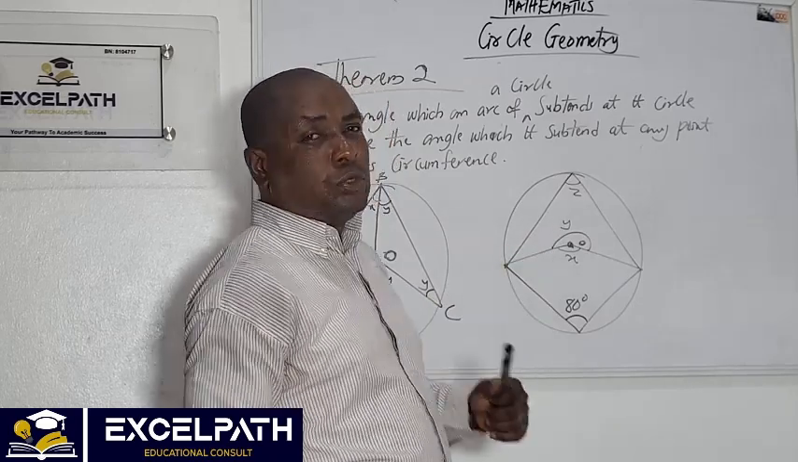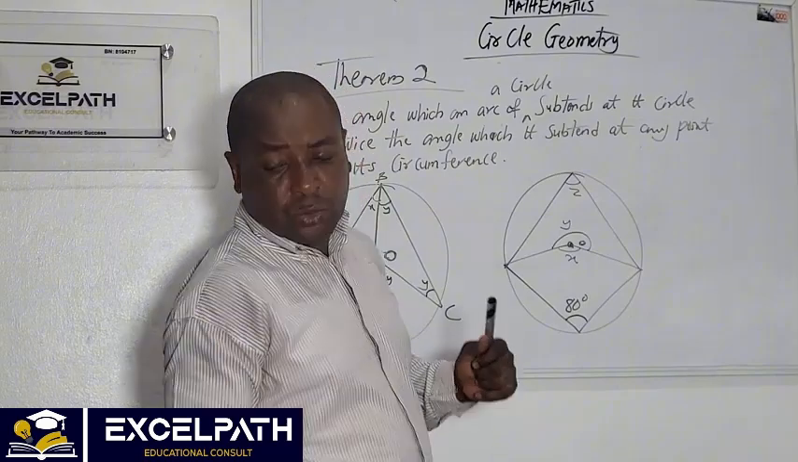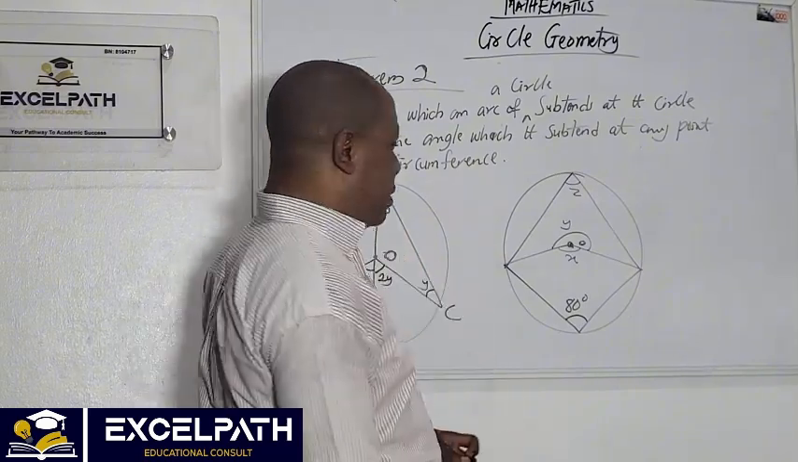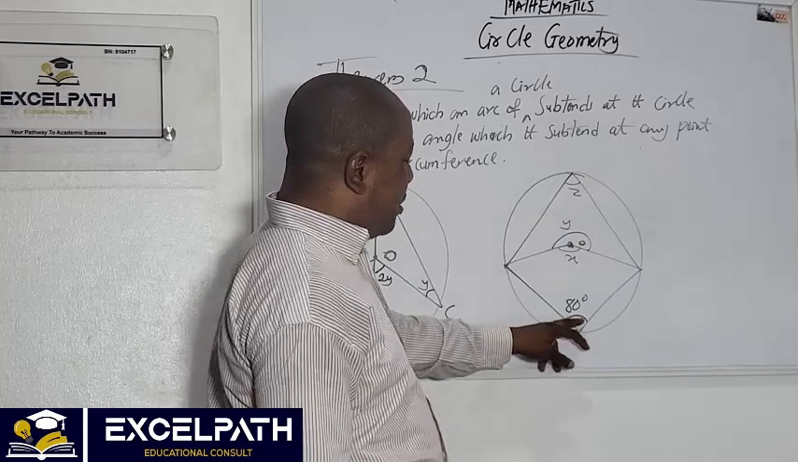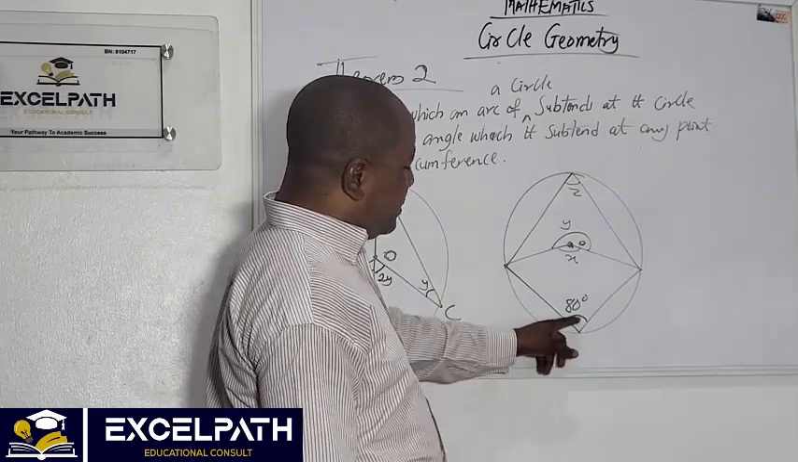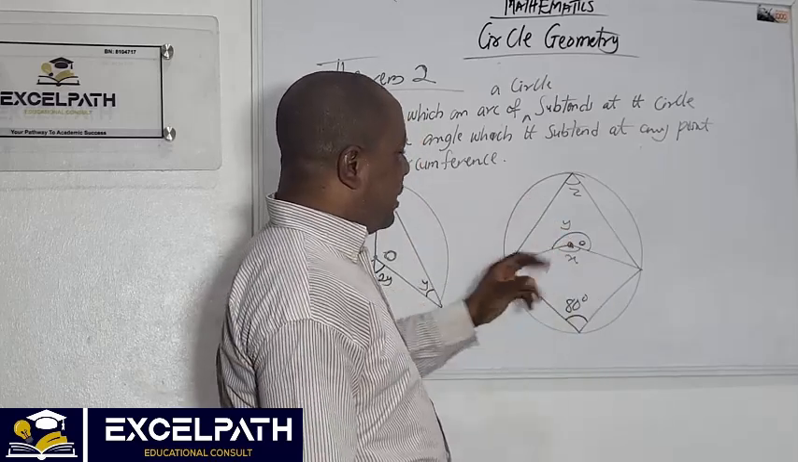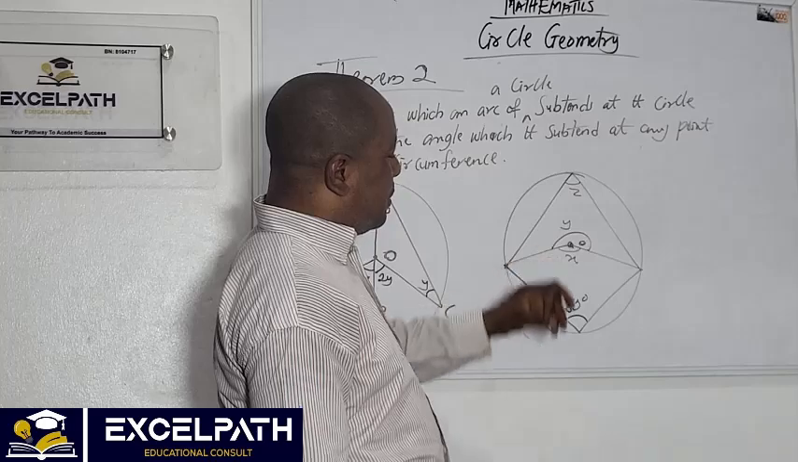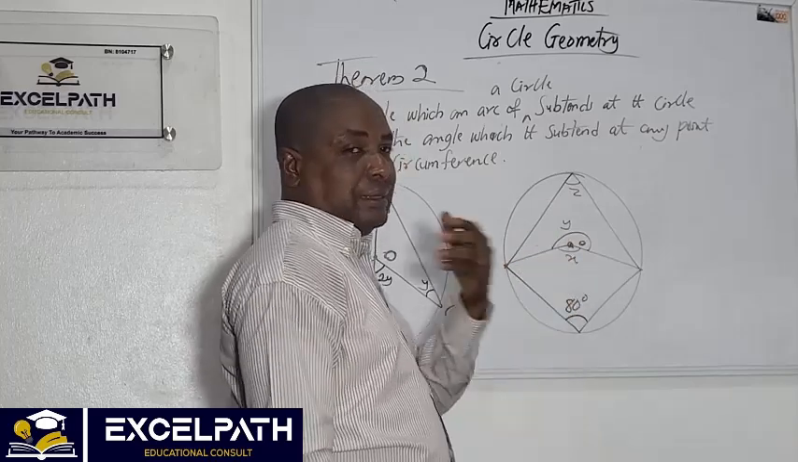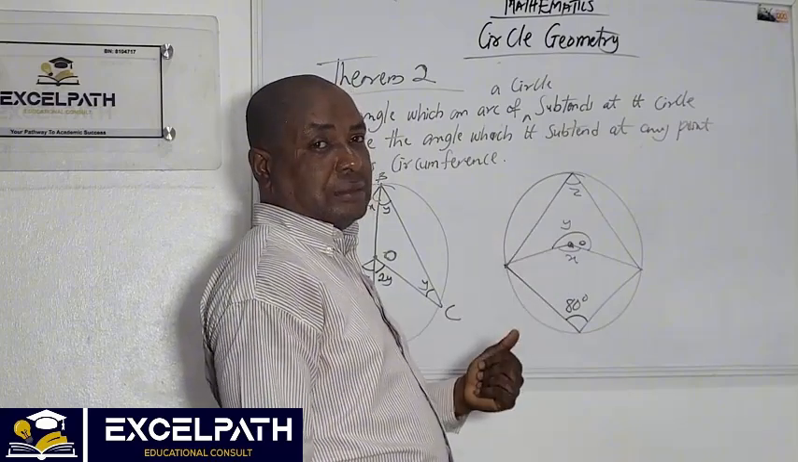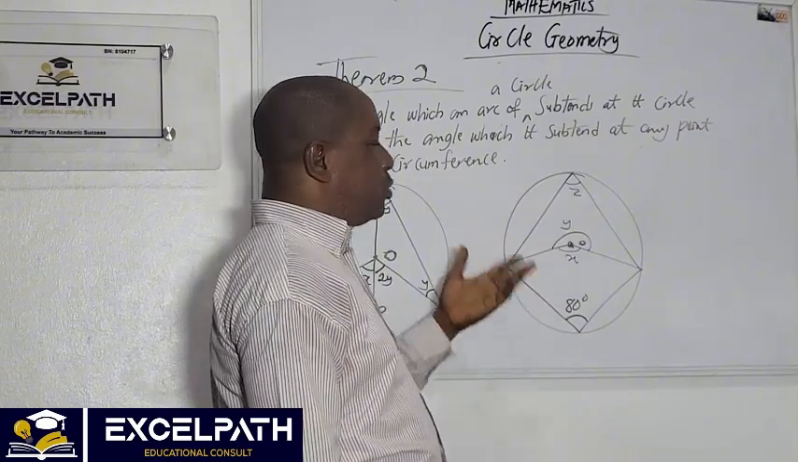So how do we know which one is which? It's very simple. Let me show you a simple trick on how to do this. Look at the 80 degrees angle sitting on top. Now, look at y and x. Y is sitting on top, whereas x is underneath. Z is also underneath. So how do we know which one is related?